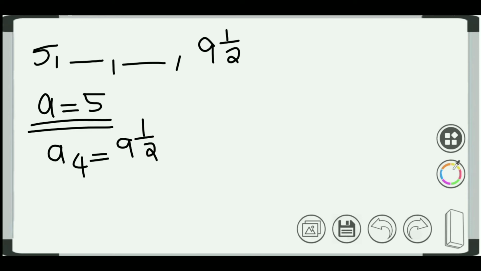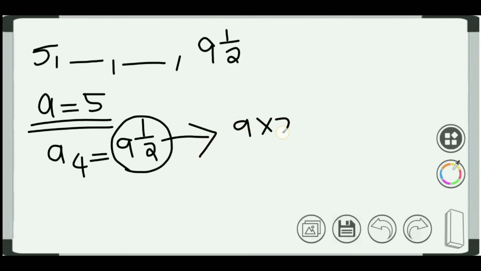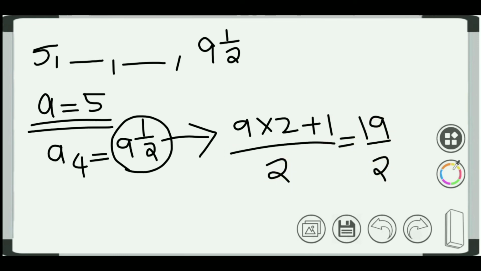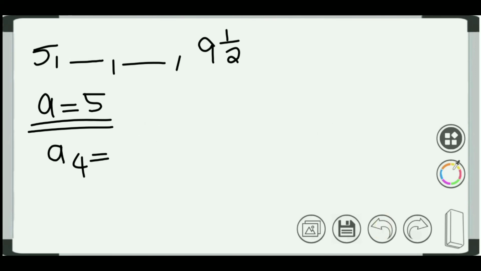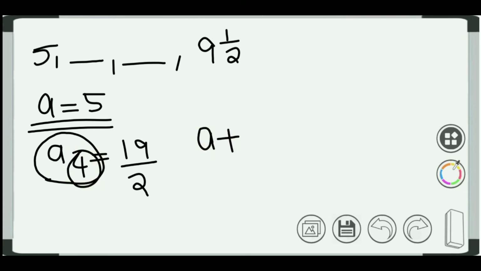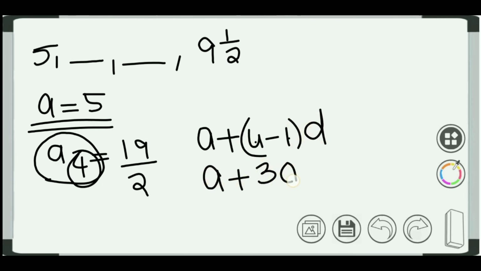First of all, this is a mixed fraction. Can you just convert it into improper fraction? Yes. 9 into 2 plus 1 by 2 equal to 19 by 2. So I have converted this 9 1 by 2 into improper fraction 19 by 2. Now instead of that I will write 19 by 2. I am expanding this A4 into A plus n minus 1 into D form. A plus n is 4, 4 minus 1 into D. A plus 4 minus 1 is 3, 3D equal to 19 by 2.